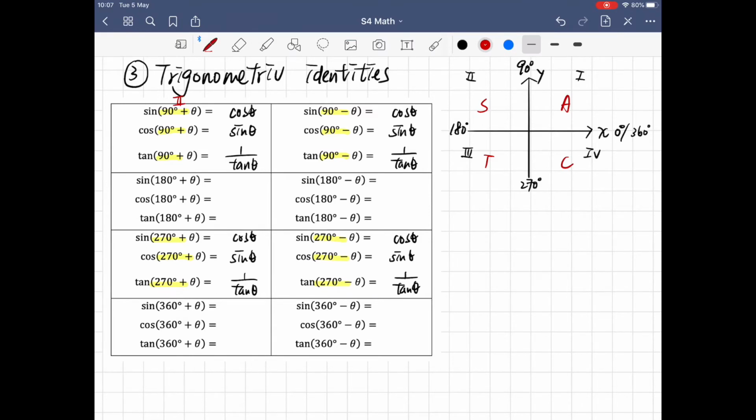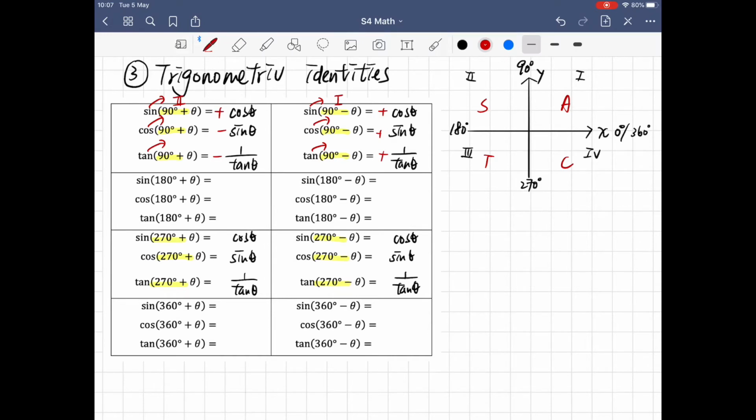Okay, then we have to make use of the ASTC. So for sine in quadrant 2, it is positive. And then for cosine in quadrant 2, it is negative. And tangent in quadrant 2, it is negative. Then let's move on to 90° minus theta. So it will go to quadrant 1. Okay, so in quadrant 1, sine, cosine, and tangent are all positive.